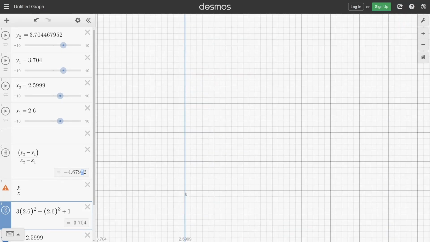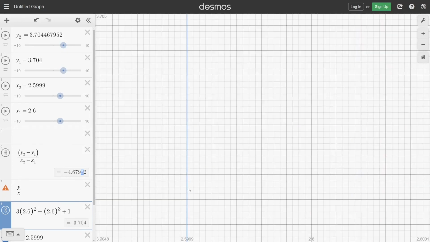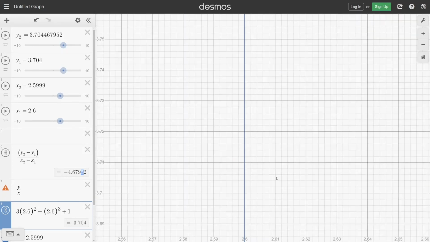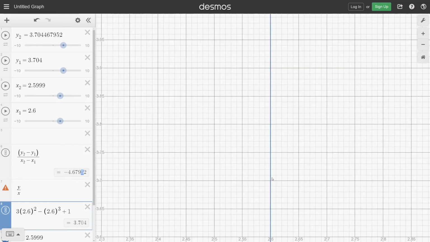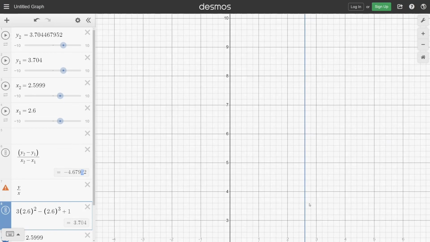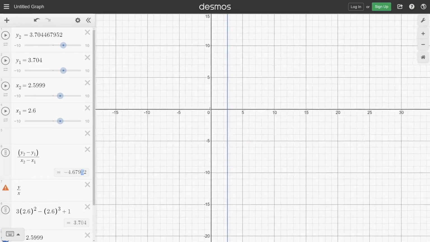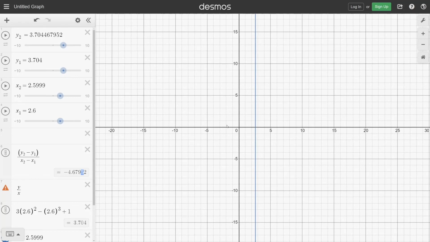That is why we're actually going to learn a more advanced method of finding the instantaneous rate of change, which is again where calculus comes in to help us out. So I think that will be a very fun lesson, so hopefully you stay tuned for that.